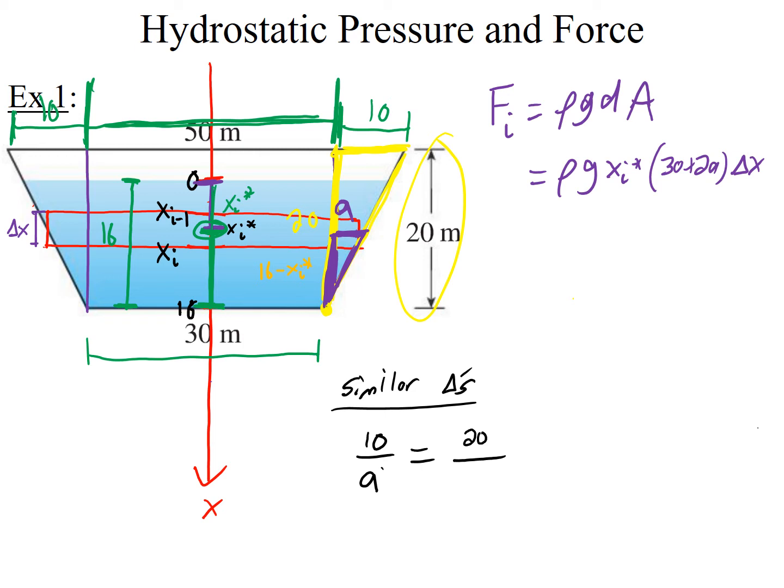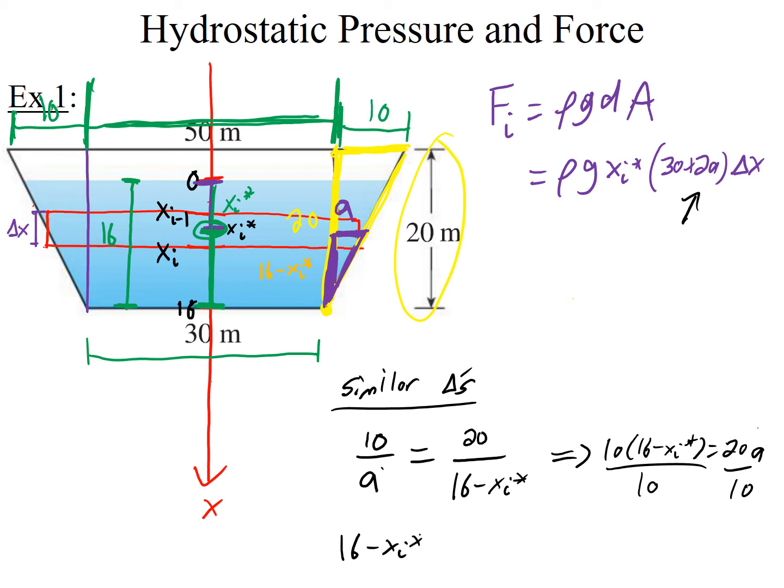And so now you've got to solve this for A. What you can do is cross multiply, and you get 10 times 16 minus xi star equals 20A. You could do a lot of things here. You could distribute the 10. You could divide both sides by 10. You could divide both sides by 20 to get A by itself. But here's the deal. If you look at what I need, I actually need 2A. So I'm just going to divide both sides by 10, because then I'll get 2A. Just trying to save a little bit of work here. So we get 16 minus xi star is equal to 2A. So over here, we're going to put 16 minus xi star in place of the 2A.